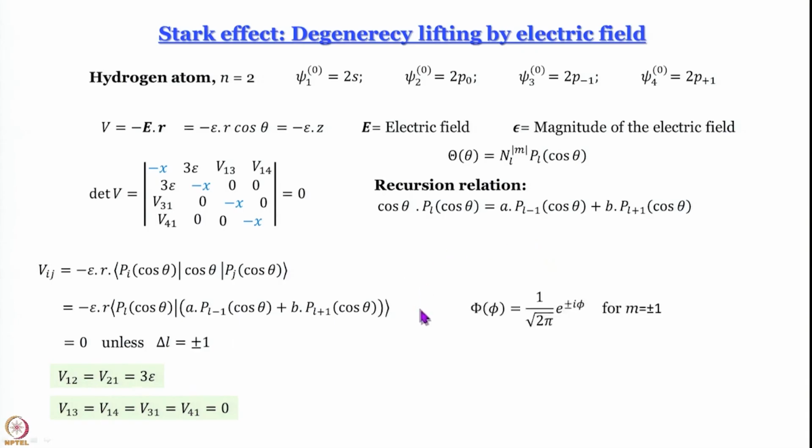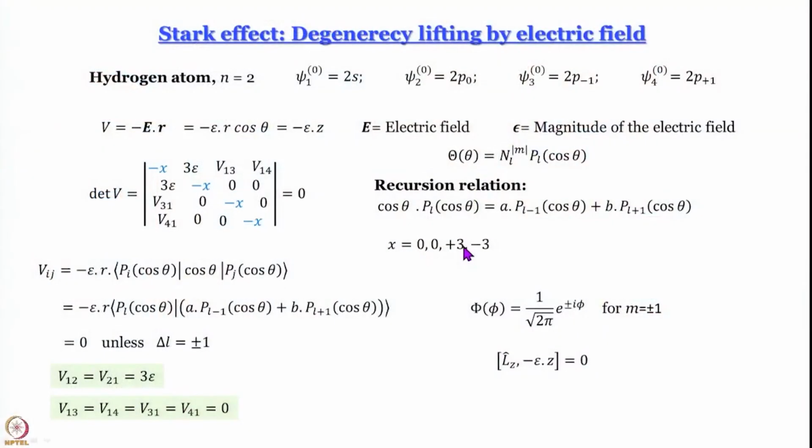Why? Because now we have to worry about the imaginary phi-dependent part of the wave function also. And it is not very difficult to see that this Lz, of which capital Phi is an eigenfunction, and minus epsilon z, that is just z, are going to have common eigenfunctions. So, by applying the logic that we have done already, we can establish that these are 0, and you can also figure out that x is equal to 0, 0, plus 3 and minus 3 in terms of epsilon.